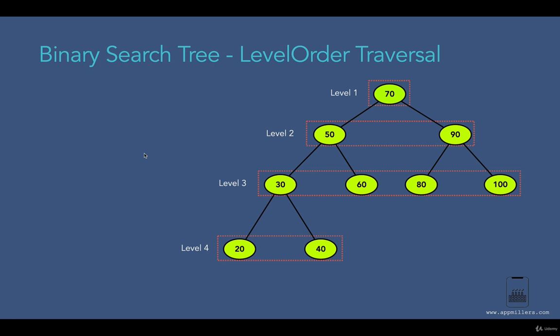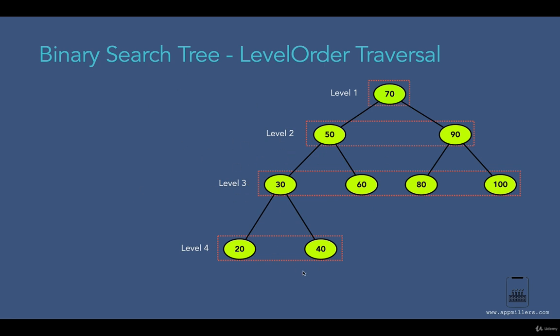Now in case of level order traversal, first we start visiting all the elements from the first level, then the second level, then the third level, then the fourth level. And in each level we start from left to right. So when we reach the second level we visit the left child, then the right child. Now after visiting all nodes in level 2, when we come to level 3, one more time we start from the left node from here.